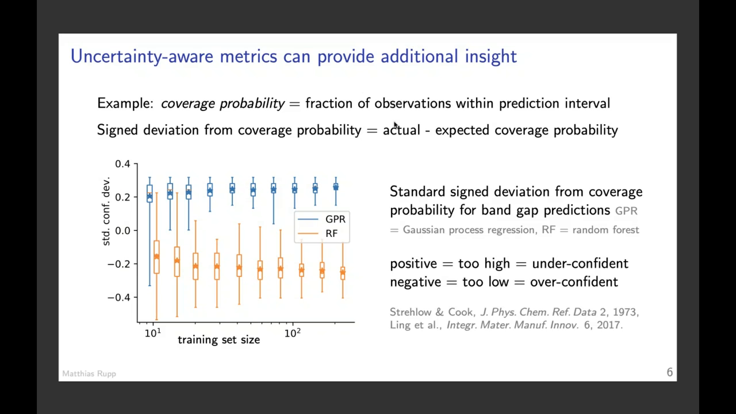So the Gaussian process has large values, which means the coverage probability is too high, which means it is underconfident. Whereas the random forest has the opposite behavior. They are too low, so it's overconfident. Its prediction intervals are too small, it's too sure of itself. And this is an important insight into, on this data set, how these two algorithms behave and their uncertainties.